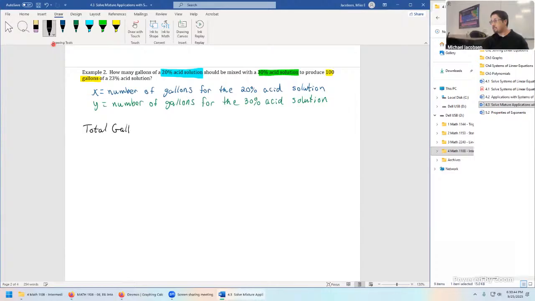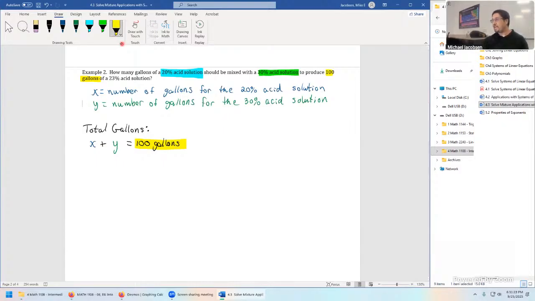Total gallons is just straight out told to us, is 100 gallons from the given information. We get to 100 gallons just by adding the gallons contribution from the first liquid and then the second liquid. So X plus Y equals that 100 gallons. Really algebraically, it's the same sort of process, just a different number here, a different context for what X and Y is. So that's kind of nice.